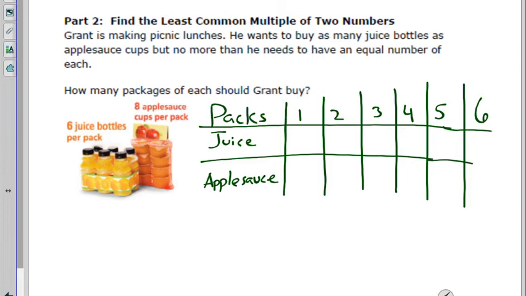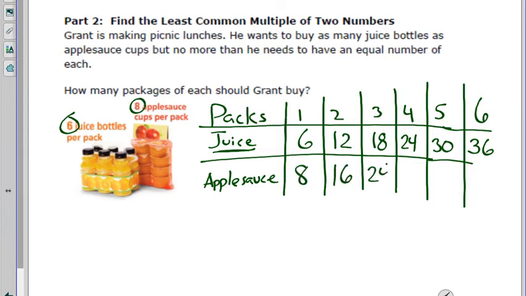Now, with the juice, if I bought 1 pack, it looks like I get 6 bottles. So 1 pack would give me 6 bottles, 2 packs, 12, 18, 24, 30. If I bought 6 packs, I get 36 juice bottles. Looks like multiples. The applesauce, if I buy 1 pack of that, I get 8 cups. So there's 8, 16, 24, 32, 40, and 48. And I'm looking for the first one that matches, the least common multiple. And it looks like 24 is it.